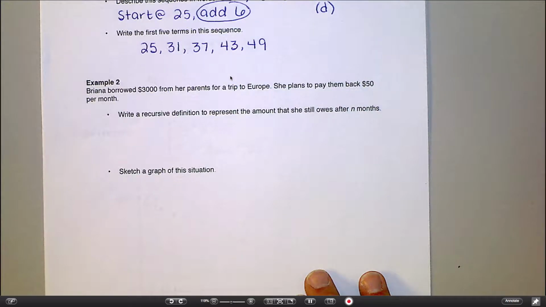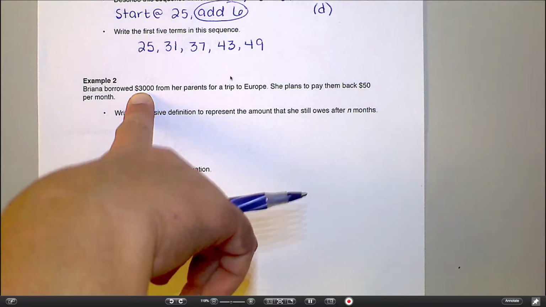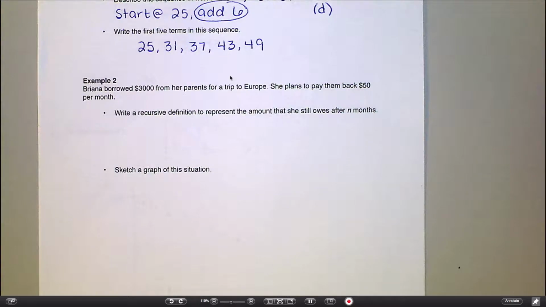Okay, so let's read this next problem. Brianna borrowed $3,000 from her parents for a trip to Europe. She plans to pay them back $50 per month. Write a recursive definition to represent the amount she still owes. So how much does she have left to pay after n months? Now, there is one piece of this that's a little bit tricky. So obviously, we're starting with $3,000. That's the initial amount. If you think back to when we wrote linear equations, we're starting at $3,000.